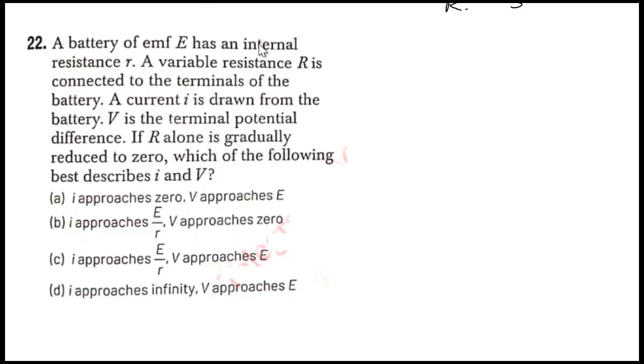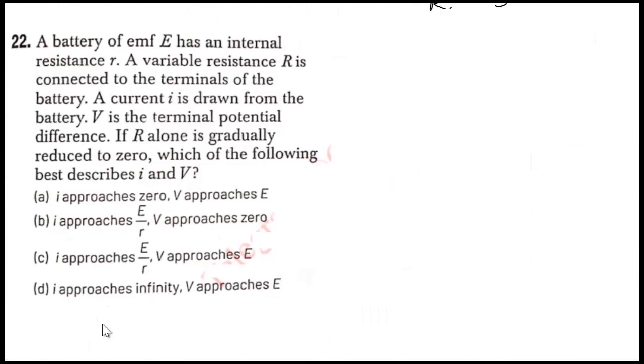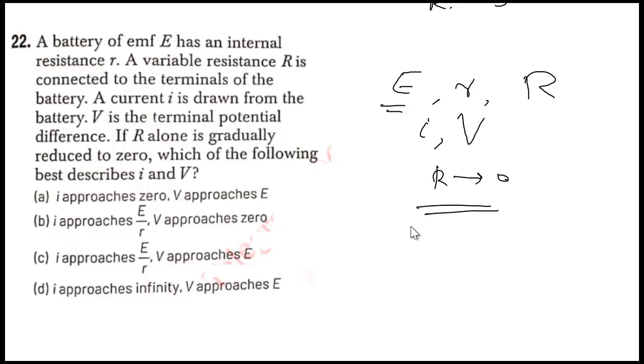See here, we know the battery has EMF E and internal resistance r. A variable resistance capital R is connected to the terminals of the battery. Current I is drawn from the battery and V is the terminal potential difference. If R alone is gradually reduced to 0, which of the following best describes I and V? So how can we represent I and V?